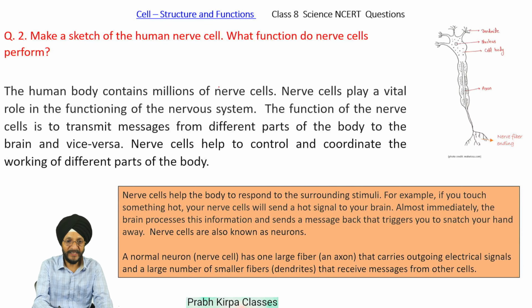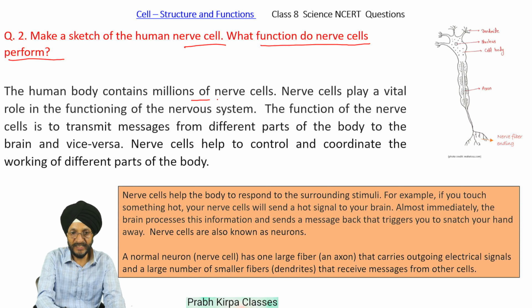Now, make a sketch of the human nerve cell. What function do nerve cells perform? The human body contains millions of nerve cells. Nerve cells play a vital role, vital means an important role, in the functioning of the nervous system.